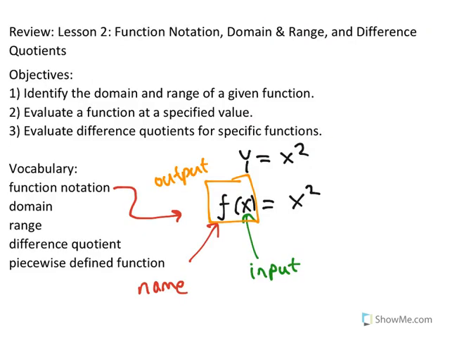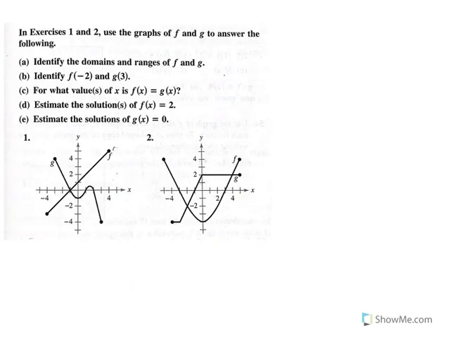We will now take a look at an example and go over objectives 1 and 2, identify the domain and range of a given function, so we will have a chance to discuss vocabulary, and evaluate a function at a specified value. So we will take a look at number 1 here. In exercises 1 and 2, use the graphs of f and g to answer the following. We'd like to take a look at number 1 for the function f.